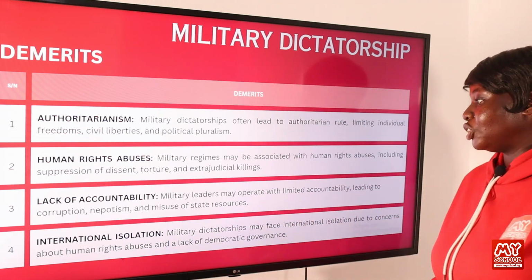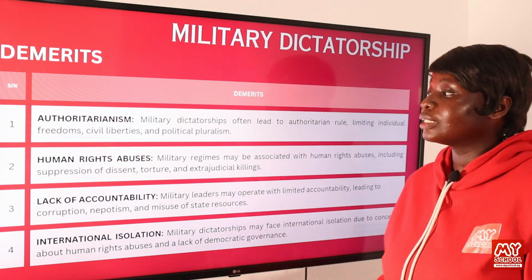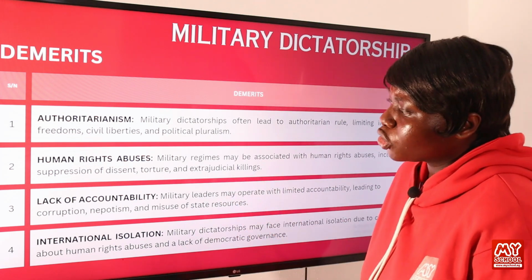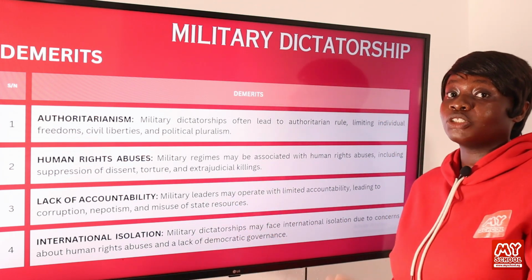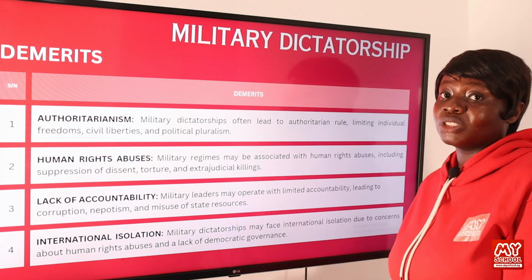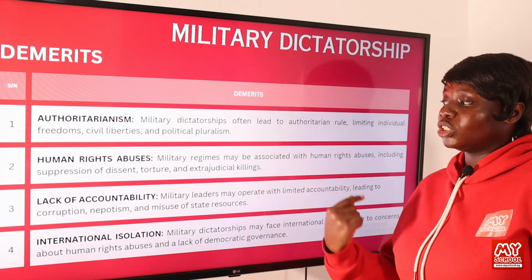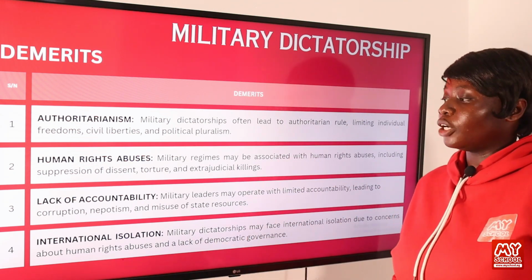Another demerit is human rights abuses. So military regimes may be associated with human rights abuses, including the suppression of dissent, torture, and extrajudicial killing. When we talk about suppression of dissent, we mean that people who have different viewpoints from that of the military leaders will be suppressed, will not be allowed to have their say. They can be tortured and they can face extrajudicial killings. That's killing outside of the authority of the judiciary.